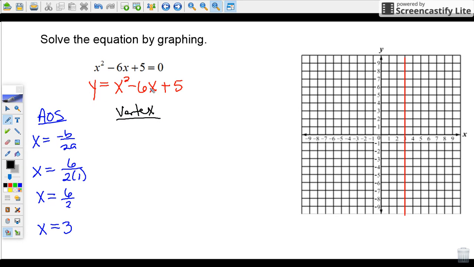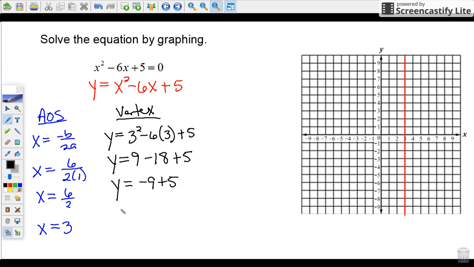Now we need to find the y-coordinate of my vertex. To do that, we take the equation and we replace x with 3. So 3 squared minus 6 times 3 plus 5. 3 squared is 9 minus 18 plus 5. 9 minus 18 is negative 9 plus 5. That equals negative 4. So the y-coordinate of my vertex is negative 4. My vertex is at these coordinates, 3, negative 4. So I'm going to plot that.